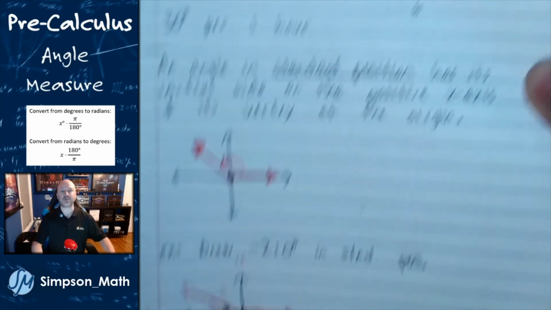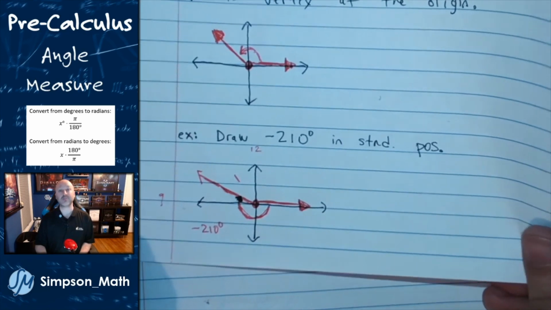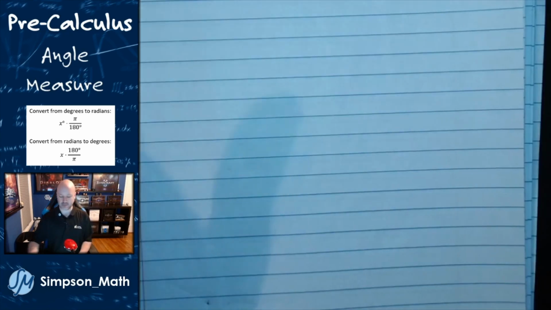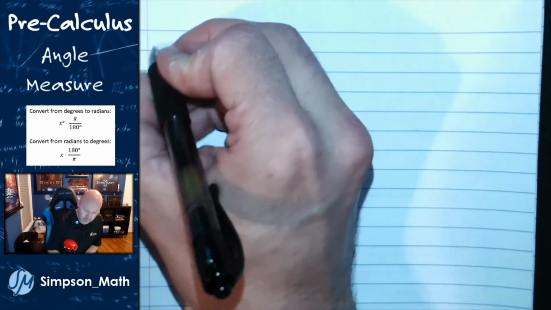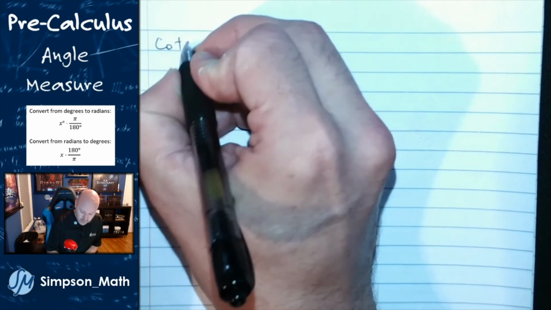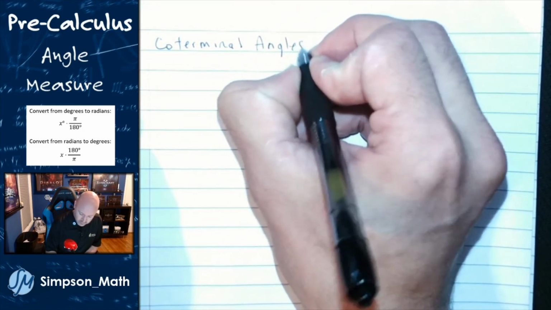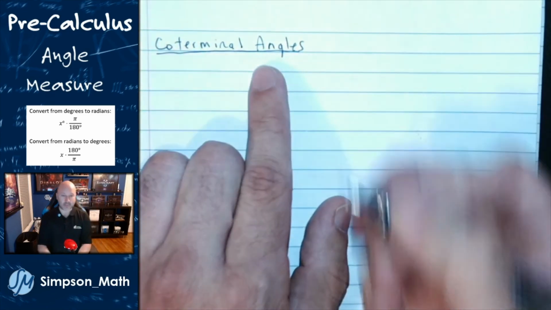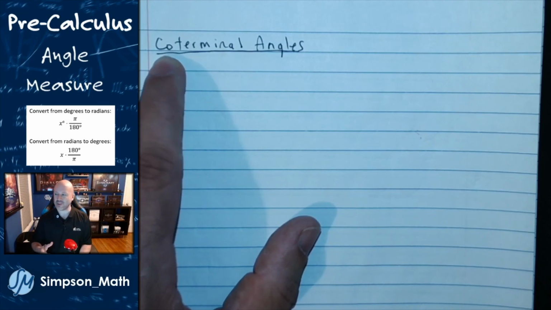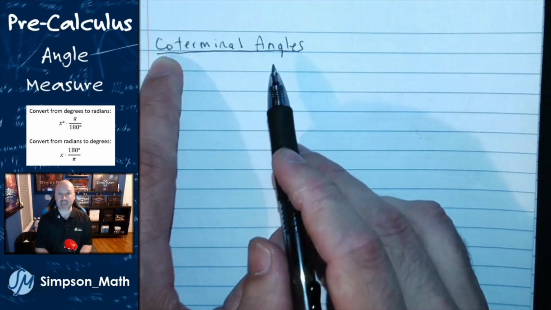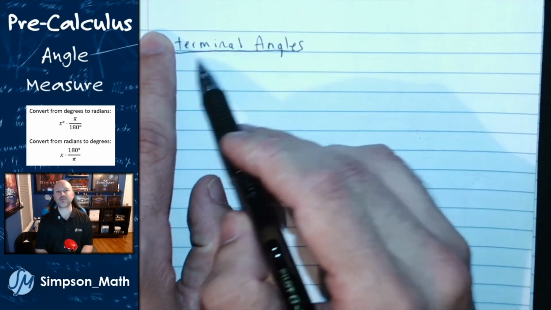Let's go on to another vocabulary term. I need to talk about something called coterminal angles. Well, I bet it's an angle. Co in English means like together or same. So these are just angles that have the same terminal side.